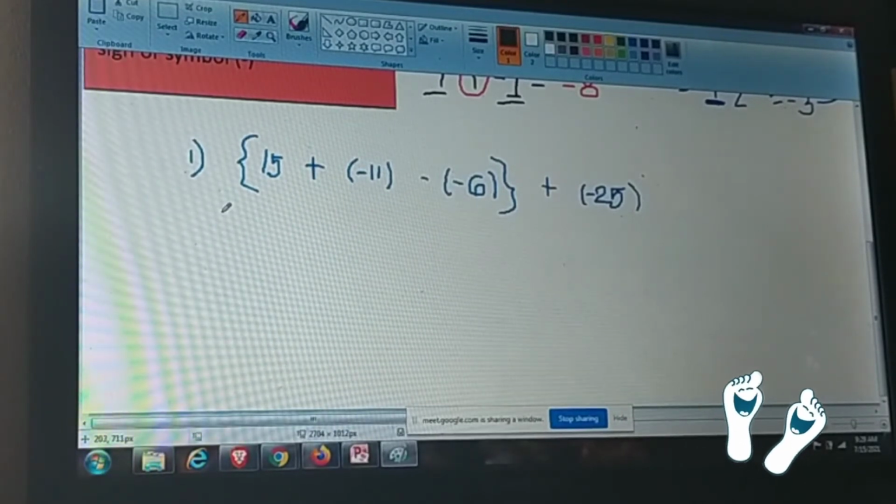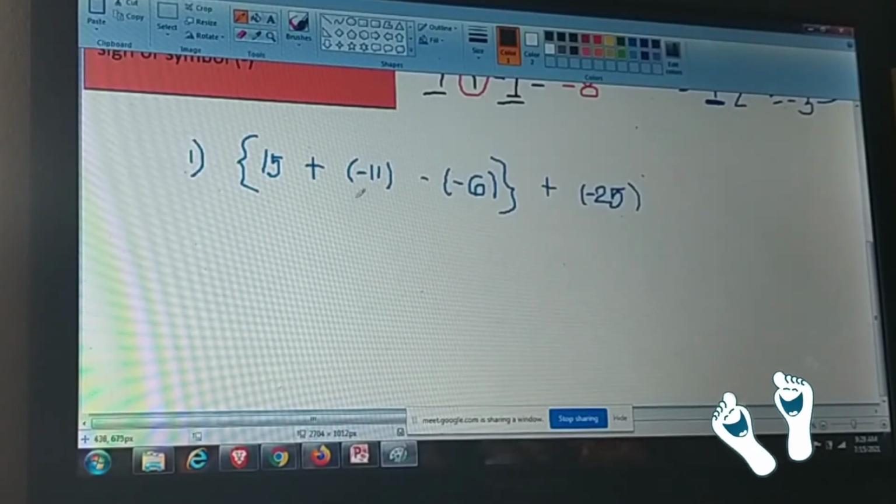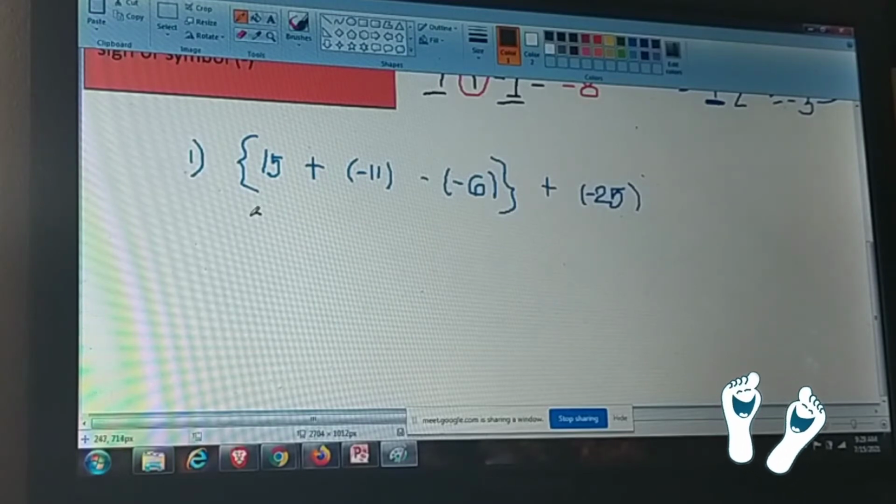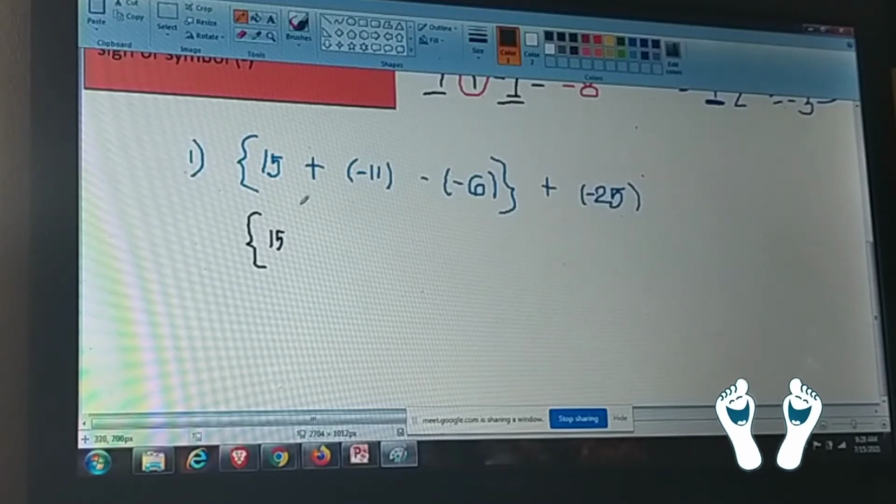Okay. First, you have to simplify what's inside. So we're going to remove the parentheses first. So we have 15, positive and negative will give you negative 11. Okay?